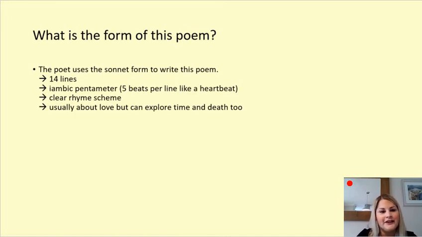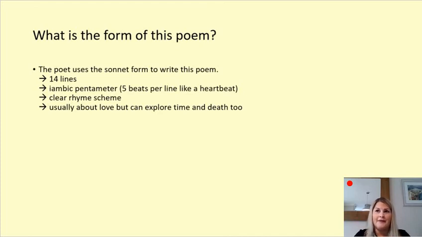But a sonnet is 14 lines long. It's written in iambic pentameter, and that language is normally the bit that throws students a little bit. All it means is that it's 5 beats per line, kind of like a heartbeat. So the rhythm of the poem is meant to be like da-dum, da-dum, da-dum, da-dum.